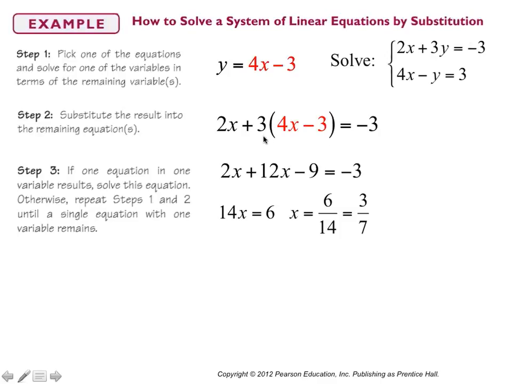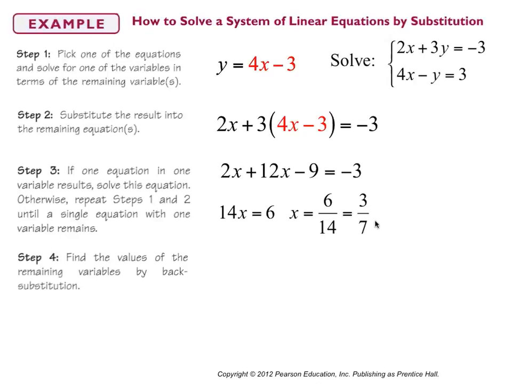it looks like what we need to do here is just go ahead and distribute our 3. So we have 2x plus 12x minus 9 equals negative 3. We want to solve for x, so go ahead and add 9 to both sides and combine your x's because those are like terms. 2x plus 12x is going to give you 14x. If you add 9 to both sides, you're going to get 6. And then you want to divide both sides by 14. So we get x equals 6/14, which of course reduces, they're both divisible by 2, to 3/7.